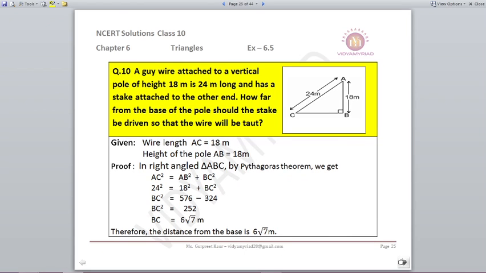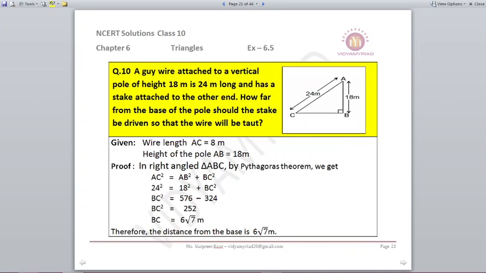Question number 10. A guide wire attached to a vertical pole of height 18 meters is 24 meters long and has a stake attached to the other end. How far from the base of the pole should the stake be driven so that the wire will be taut? Now here again we have with us AB as 18 meters, that is the height of the pole, and the wire length AC can be taken as 24 meters.